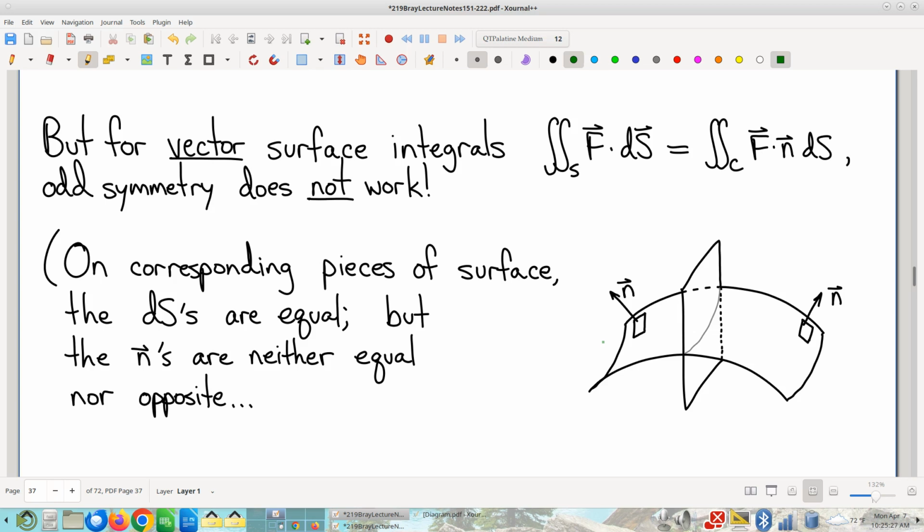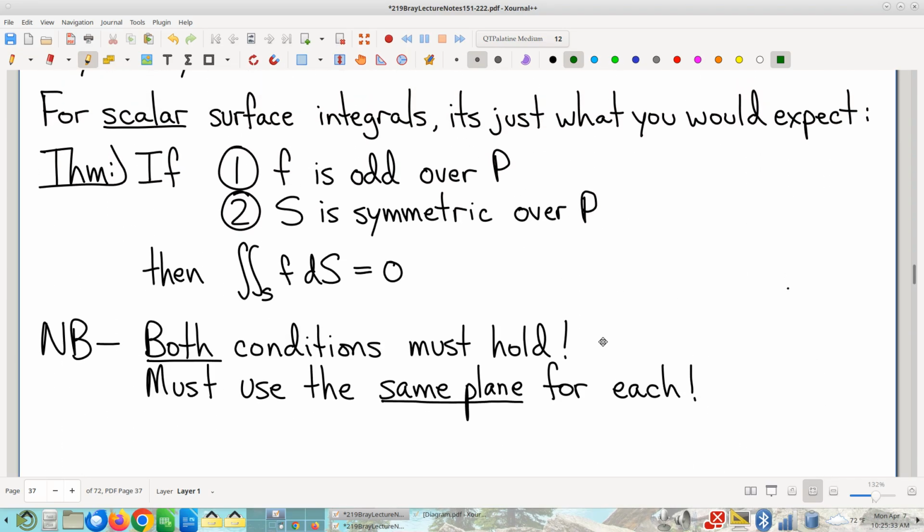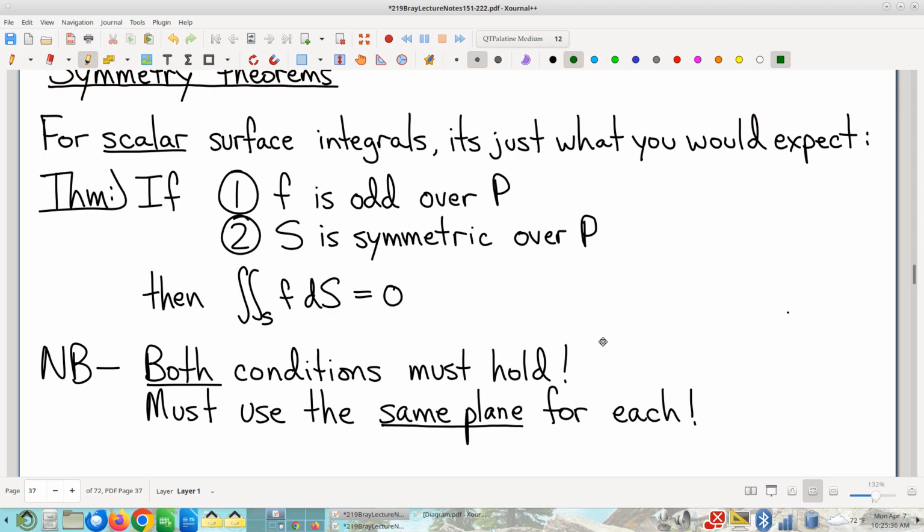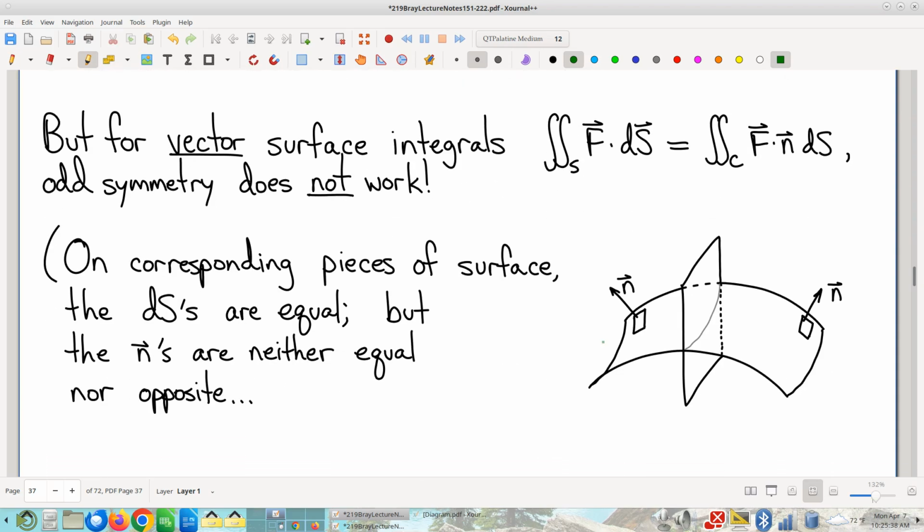Okay, pause. Questions. Anybody have a question about any of this symmetry stuff? It totally works as expected for scalar surface integrals. Doesn't work at all for vector surface integrals. Everybody buy it?